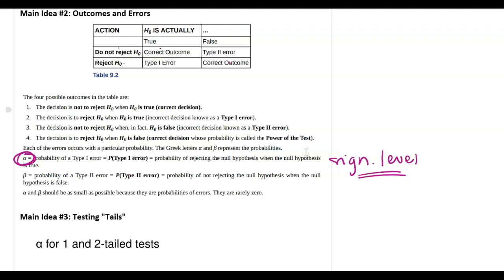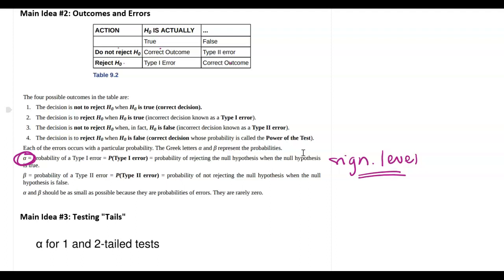There's also a type 2 error, that's the opposite. So if the null hypothesis is not actually true, but we don't have enough evidence to reject it, then that's also an error. Alpha and beta should be as small as possible because they're probabilities of errors, but rarely 0, just because that's just how it's going to work, okay?